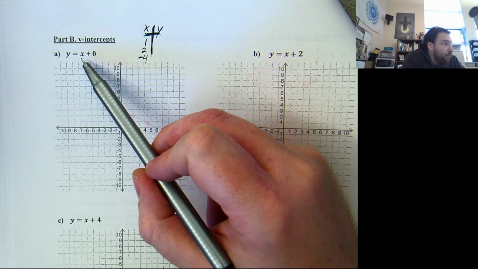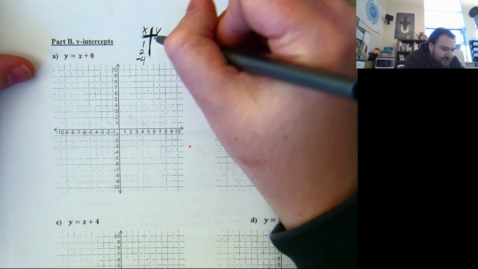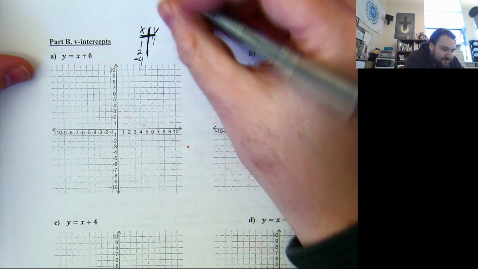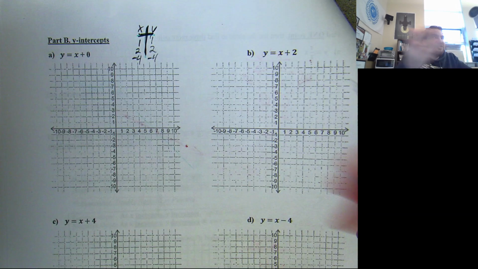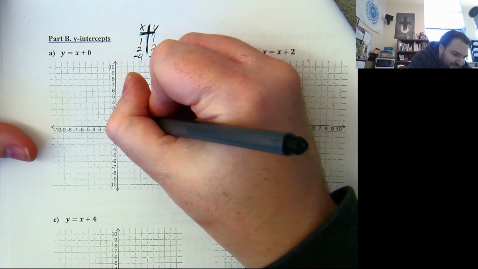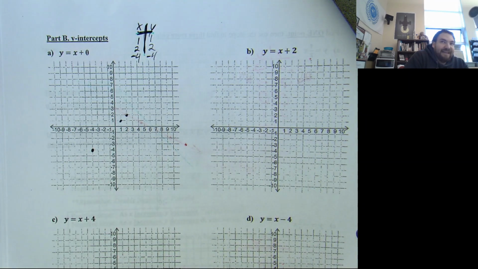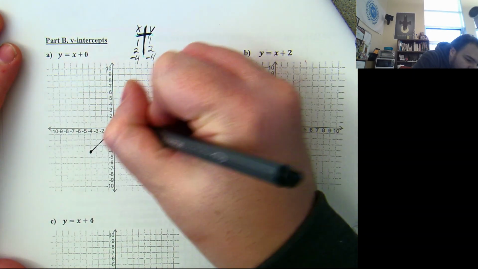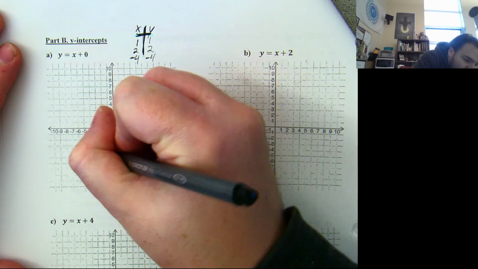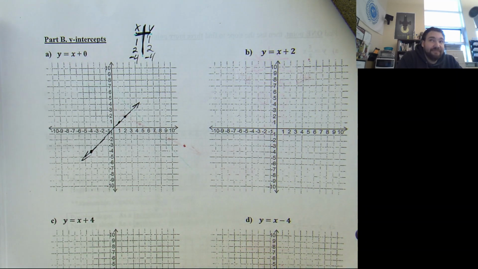If I plug 1 in here, 1 plus 0 is? 1. 2 plus 0 is? -4 plus 0 is? -4. So nothing's changed here with this first one. It's still going to go through that point, that point. It's just like y equals x. Adding 0 doesn't change anything. The line looks exactly the same. Interesting. Or not. Maybe quite boring.